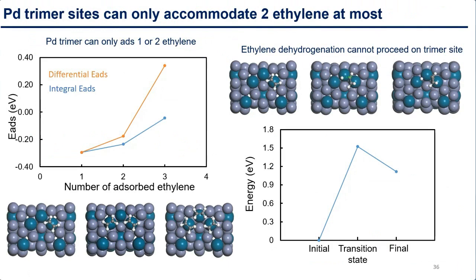And so what we find in these isolated trimer sites is that the trimer site can only accommodate 2 ethylene molecules. And we can clearly see this from the graph on the left-hand side, that as we begin to adsorb a 3rd ethylene molecule onto this trimer site, the energy of adsorption just begins to increase and becomes positive. We've also demonstrated at the temperatures at which we run this reaction that ethylene dehydrogenation cannot proceed on the trimer site. So we do not believe we'll ever see any formation of an ethylidyne intermediate or anything where ethylene has been dehydrogenated.